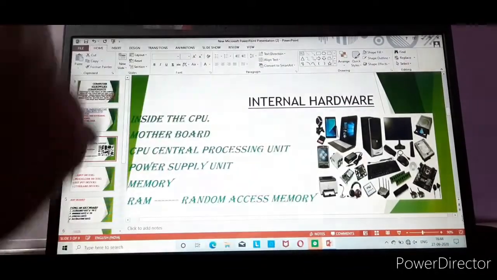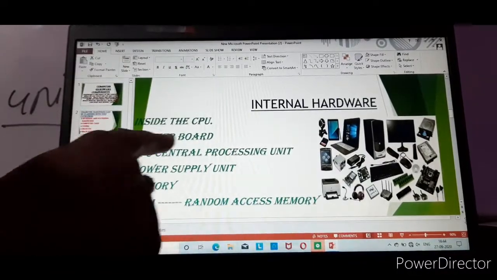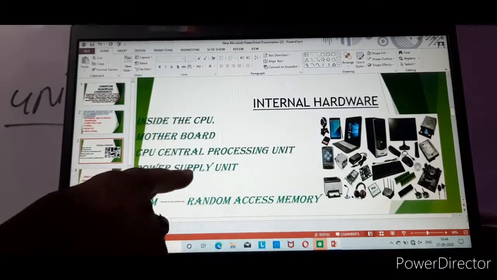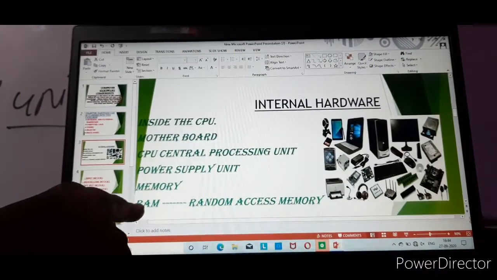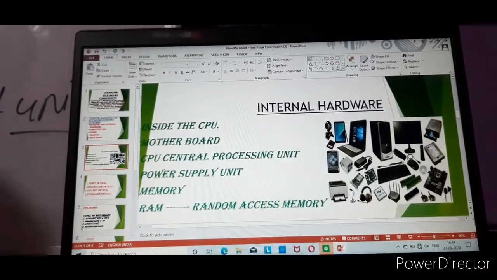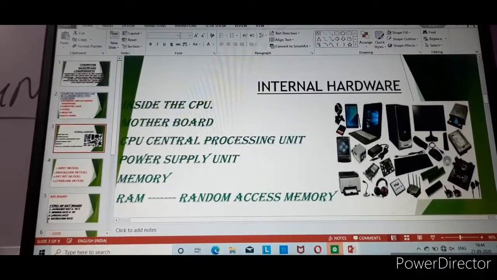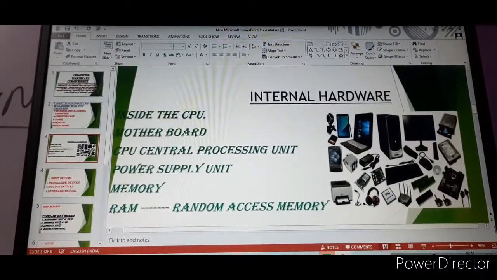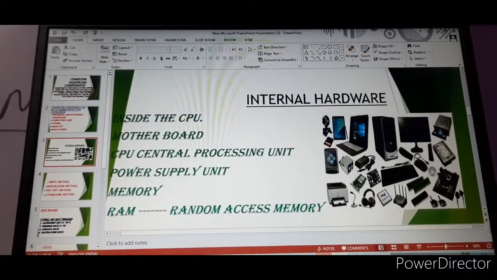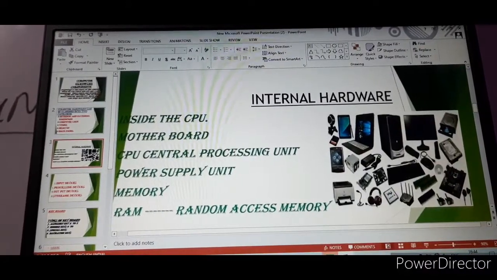In internal hardware, we will now study what is inside the CPU: the motherboard, the CPU (central processing unit), the power supply unit, and memory, specifically random access memory. First is the motherboard. The motherboard is a very important part of a computer. Without it, the different parts cannot communicate with each other and the computer cannot function.